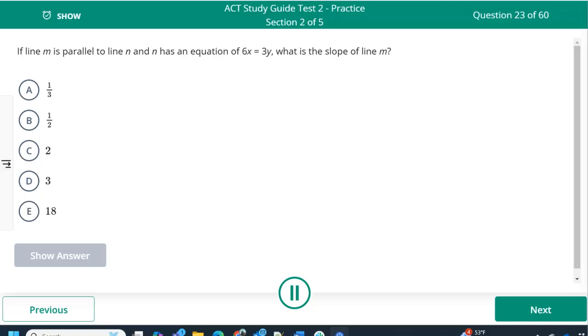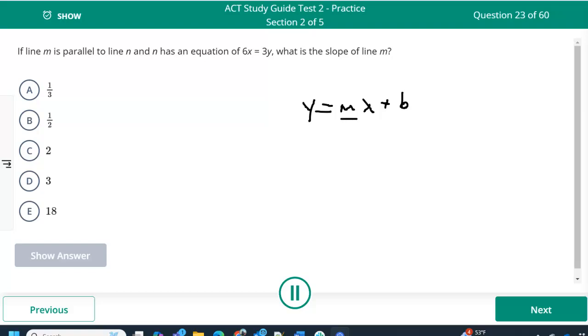If line M is parallel to line N and has an equation of 6x equals 3y, what is the slope of line M? Okay, slope of line M. Well, the standard equation of a line is y equals mx plus, this pen is a little bit slow, b, where m is the slope.